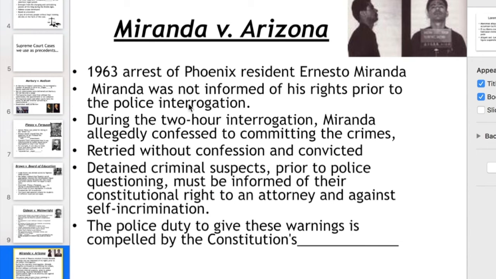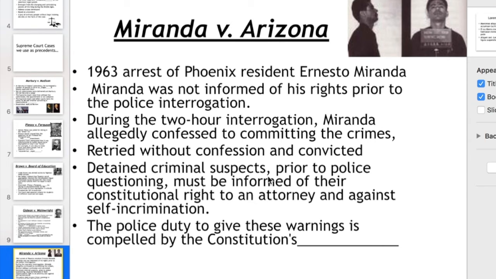In 1963, Ernesto Miranda was arrested. Miranda was not informed of his rights prior to the police interrogation. During the 2-hour interrogation, Miranda allegedly confessed to committing the crimes. He was retried without confession and convicted. He was detained, and prior to police questioning, he was not informed of his rights.